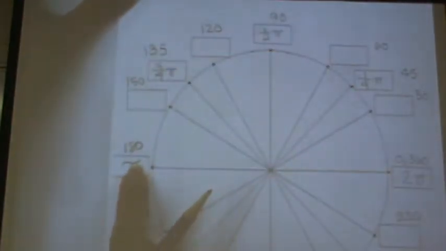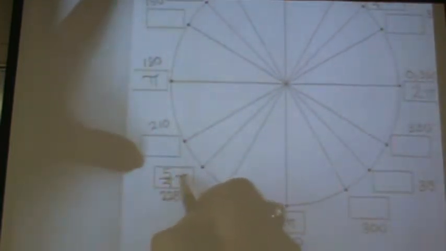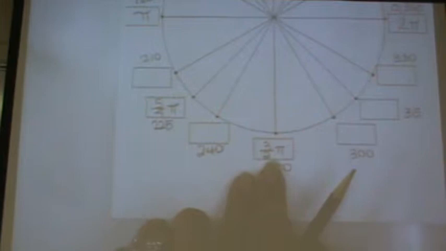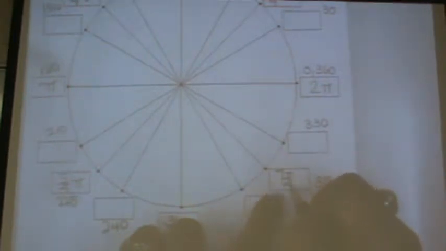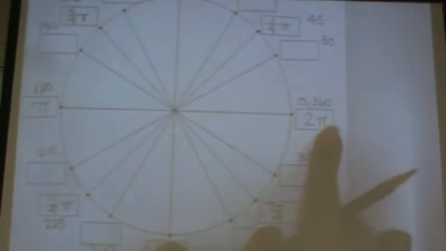This is 4/4. 4/4 is 1/2. What's after 4/4? 5/4. This is 6/4, or another name for 6/4 is 3/2. What's after 6/4? 7/4, and that's 8/4. What's another name for 8/4? 2. 8/4 is 2.